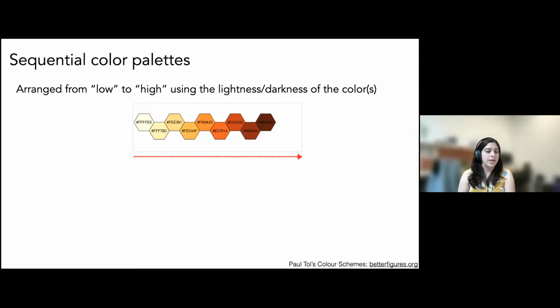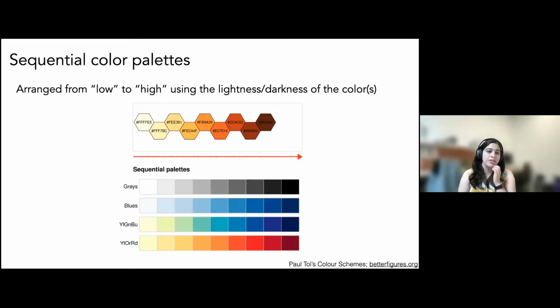There are many other sequential palettes. You can do these in just grayscale. This could be in just one color like blue. You could have something that grades from a yellow to a blue, from a yellow to a red. This example at the top is from yellow to brown. But all of these are arranged in this increasing darkness, and these are what we would call sequential palettes.